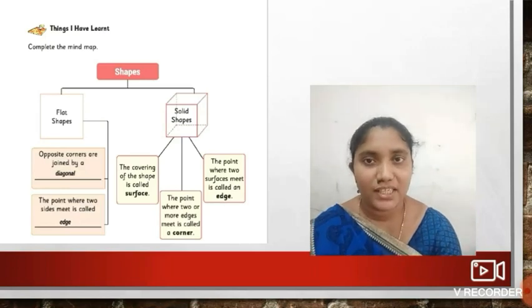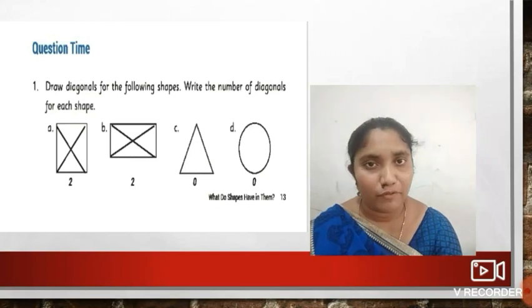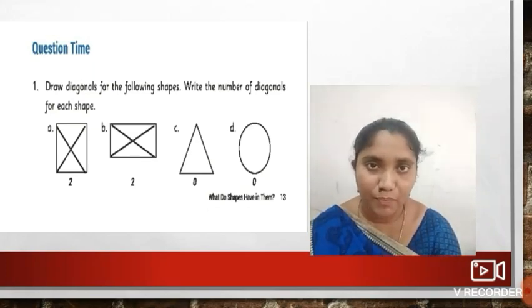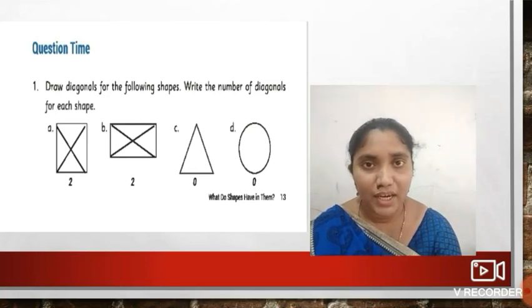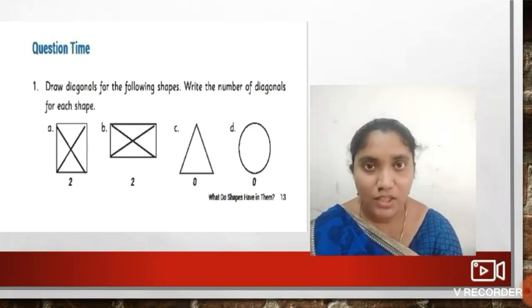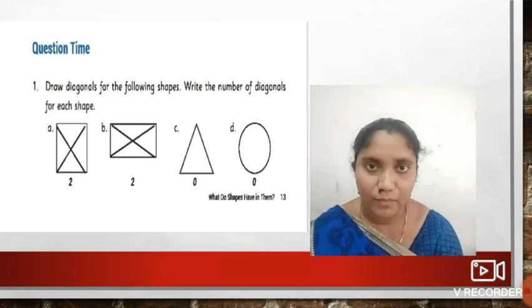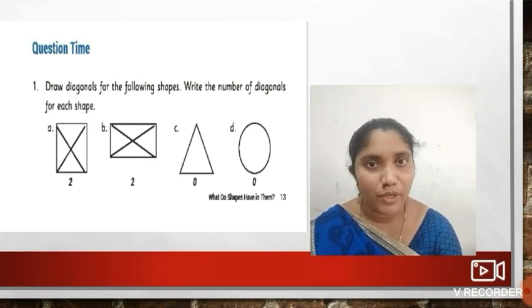Okay children, second question. Draw diagonals for the following shapes. Write the number of diagonals for each shape. What is the first shape here? Yes, it is a square. How many diagonals are there in a square, children? Yes, a square has two diagonals. Draw two diagonals in a square and write number 2 below the shape.